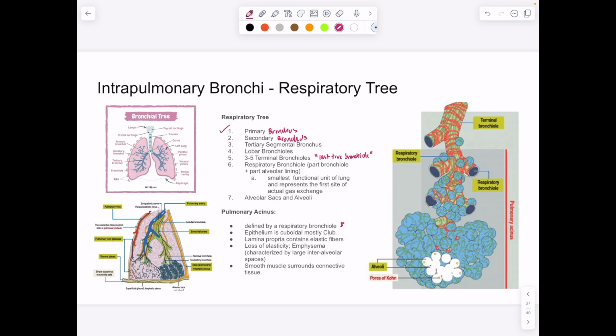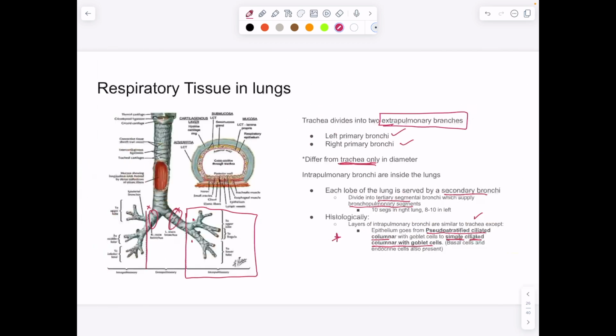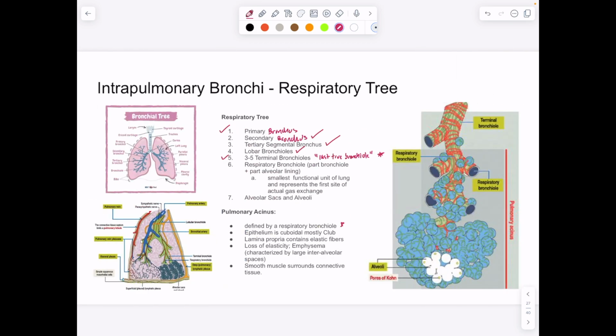So we have our primary bronchus, which is outside of the lungs. Then inside the lungs, you have our secondary bronchus, which we said is one for each lobe. Those break into the tertiary bronchus. Then past that, you're going to divide into lobar bronchioles. Lobar bronchioles are going to divide into terminal bronchioles, and these are the last true bronchioles because they're going to have bronchial epithelium, right, which is simple columnar, not pseudostratified.